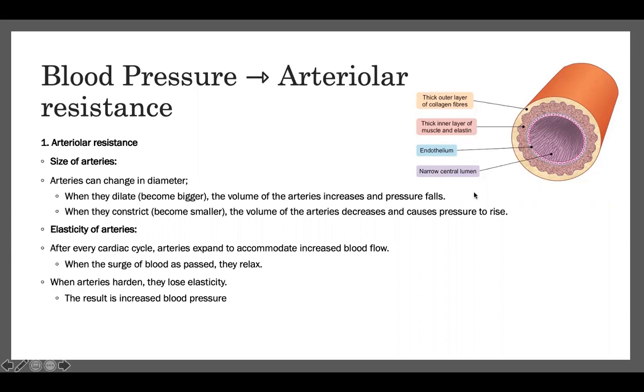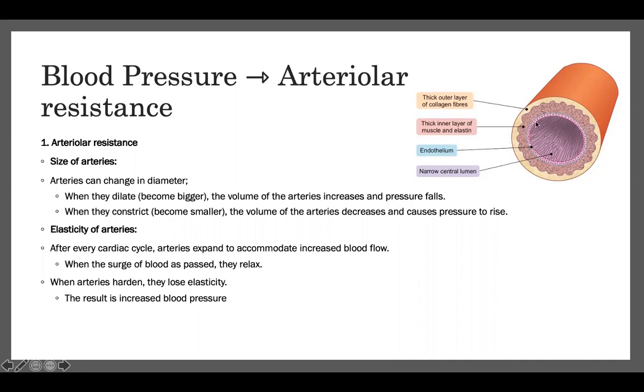the volume of your arteries is going to increase. There's going to be more area inside that vessel, and therefore pressure is going to fall. So when they constrict and they become smaller, the volume is going to decrease, and that's going to cause the pressure to rise.